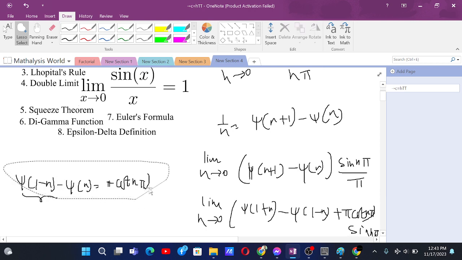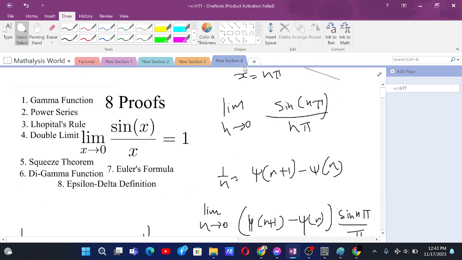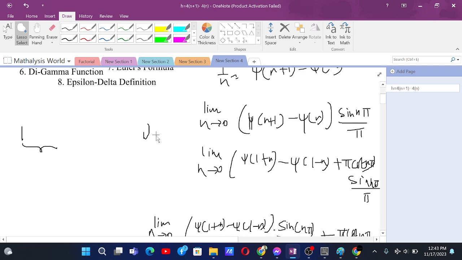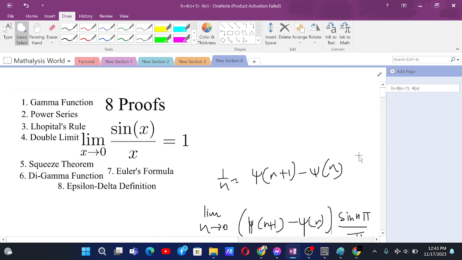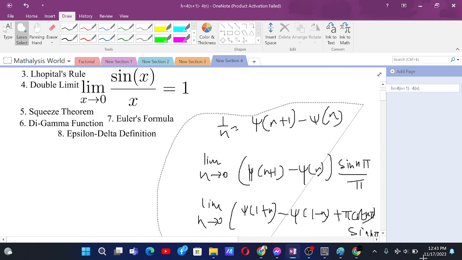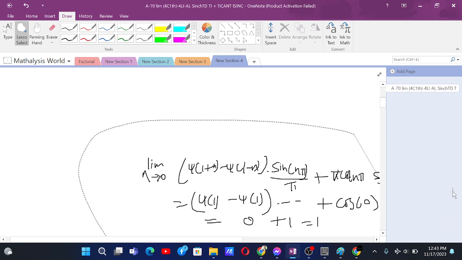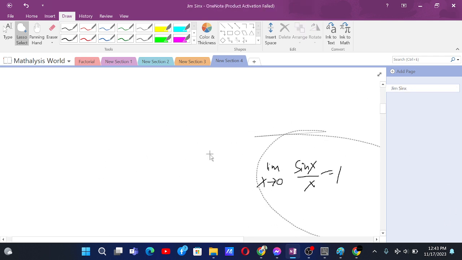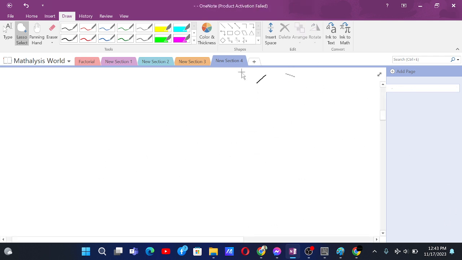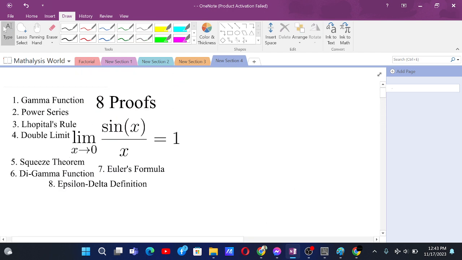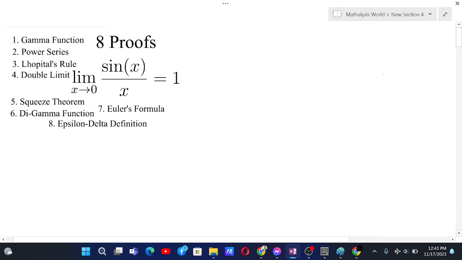So now we have some more proofs which are to be done. I hope you are really enjoying these proofs. Okay, let's move on. Now the next proof is through Euler's formula. Through Euler's formula, it's a really nice one.